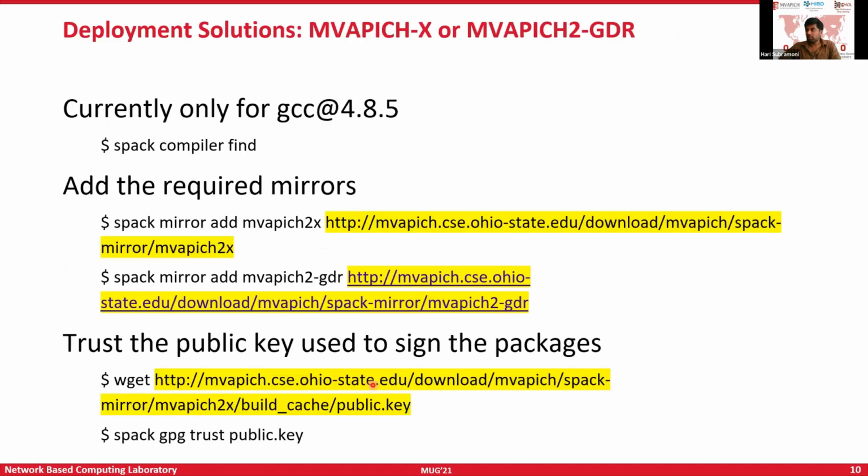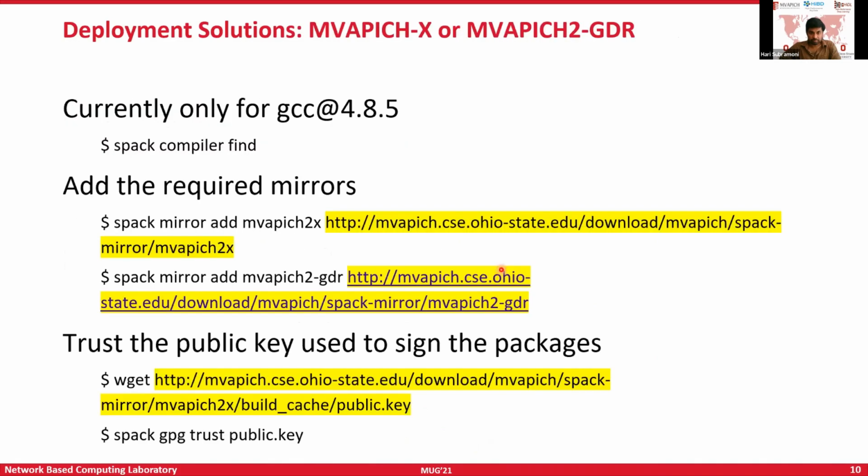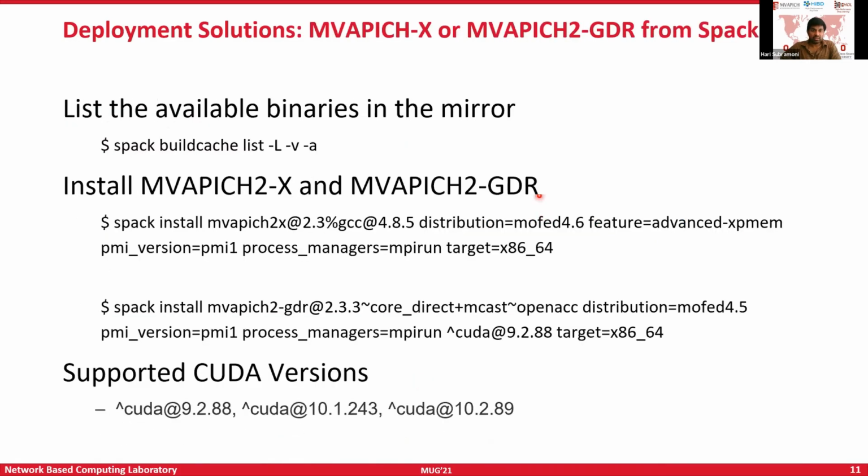Or if you want to install one of our binary versions, like MVAPICH2-X or MVAPICH2-GDR, you could first add our mirror to your list of accepted mirrors. Then make sure that you trust the public key, which we generated in the previous step, and it is available from our website. Once you have done that, you could find out the list of packages available and then go ahead and install the packages, either the MVAPICH2-X or the MVAPICH2-GDR packages, for any different version of OFED, with all the different features that were mentioned in our download page, on your system.